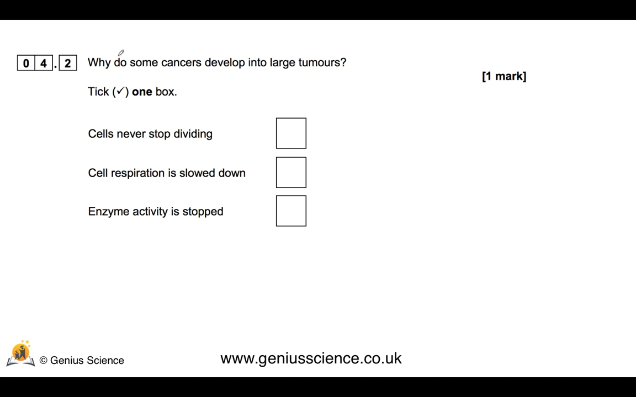Question 4.2 now. And the question's asking us, why do some cancers develop into large tumours? And again, we've got to tick one box. First of all, with these questions, to get to the right answer, you need to know your definitions of the key terms. So let's define what cancer is. Cancer is uncontrolled cell division. And when cells divide uncontrollably, they can develop into a mass of cells, and that's what a tumour is. Now, once we know that definition, we can look at our options here, and it's clear the answer here is the first one. Cells never stop dividing. So I know it sometimes can be a bit monotonous, a bit boring, but learn your key terms. It makes interpreting answers easier.